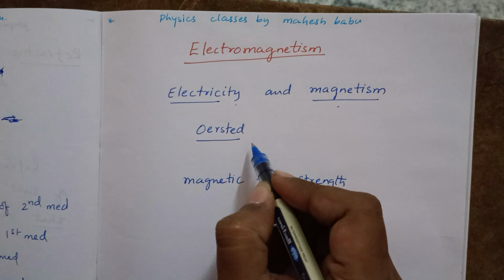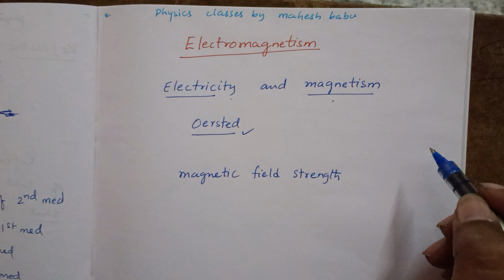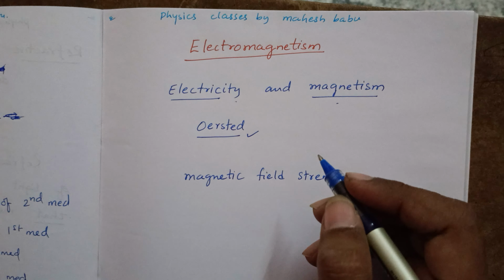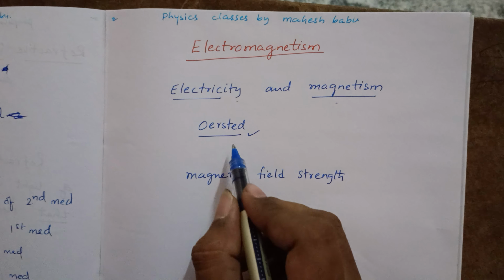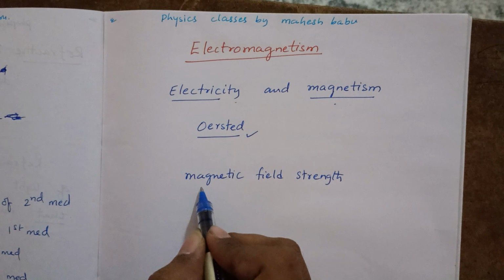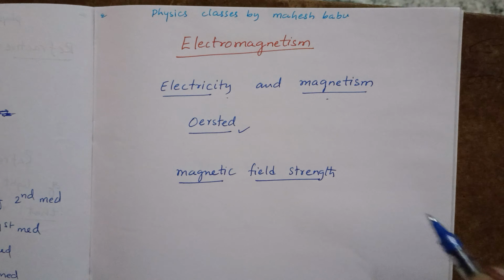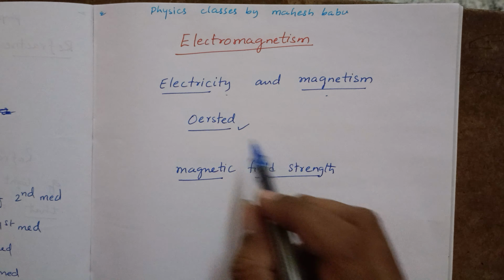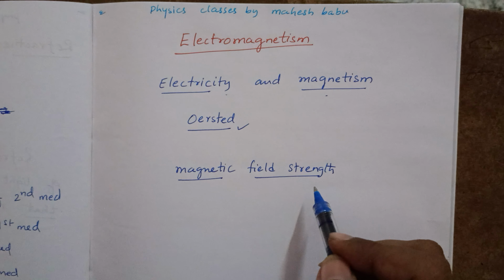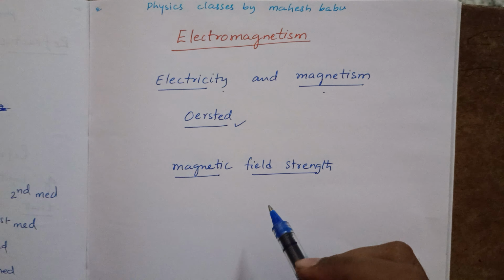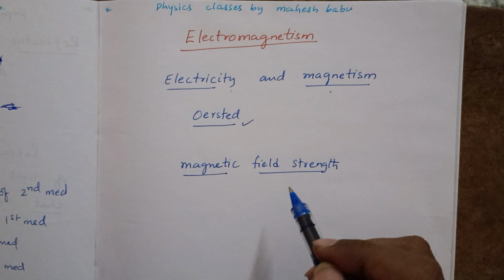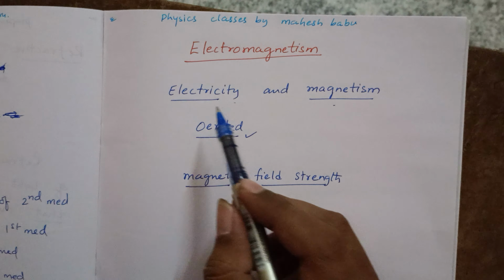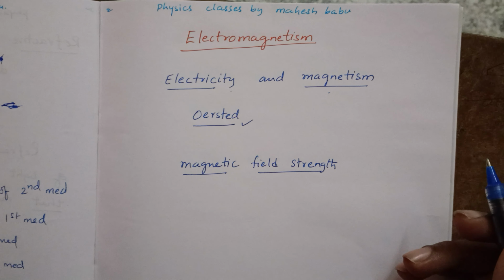Now Oersted is a scientist. He did experiments on these two and explained some topics. To honor him, his name is kept as the unit of magnetic field strength: Oersted. Now we'll discuss an activity to relate electricity and magnetism.